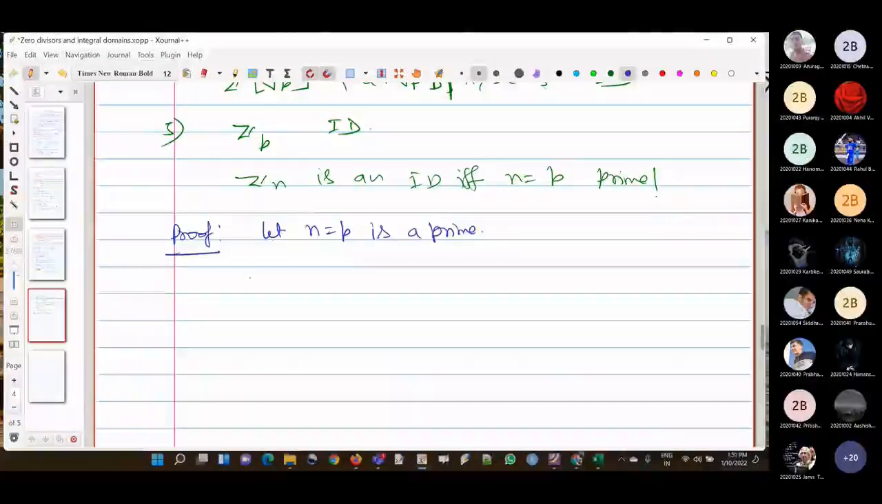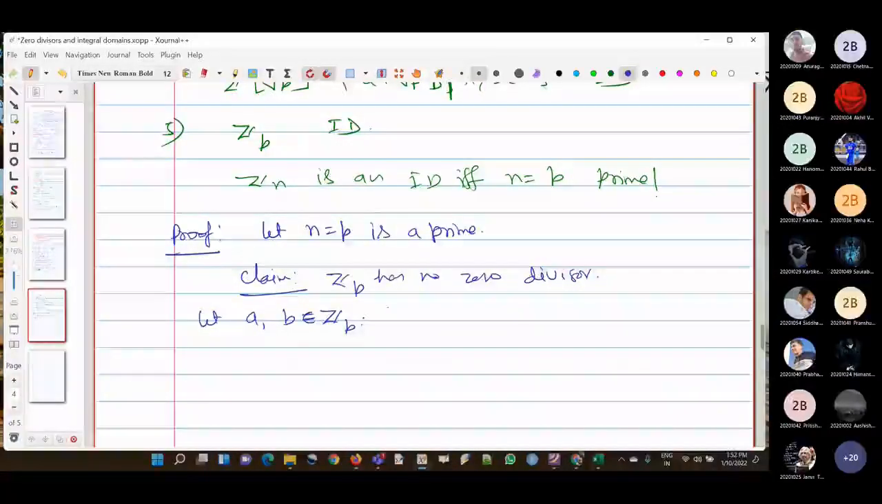Okay. So now we claim that Z_p has no zero divisor. For this, let a and b be two elements, and let us assume that both are elements of Z_p, and such that a times b equals 0. Okay, a times b equals 0.